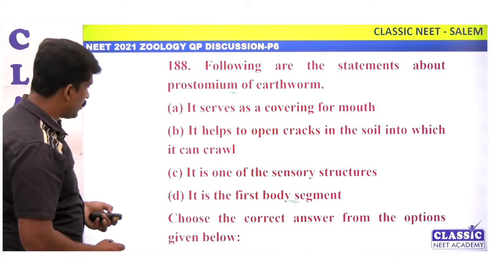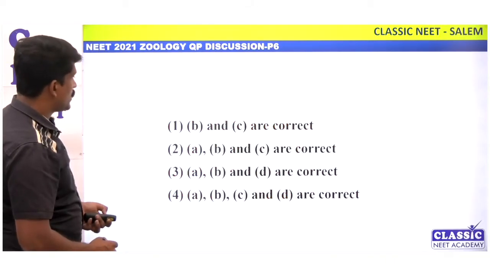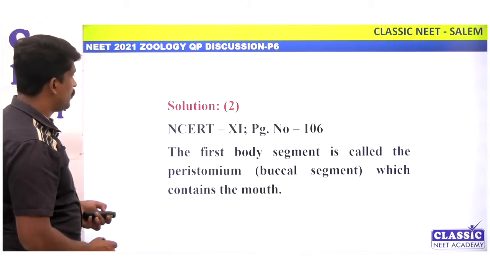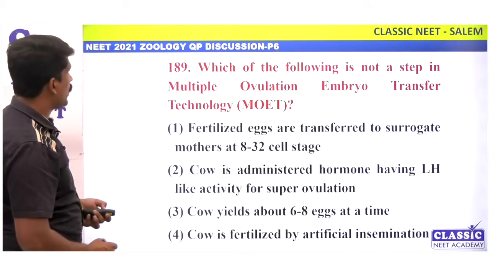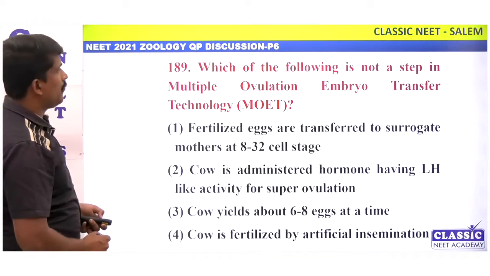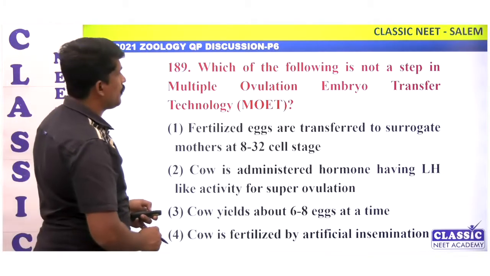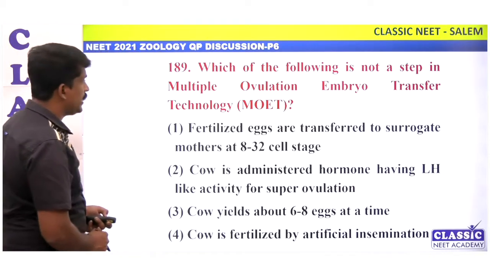So choose the correct answer from the options given below now. Okay, students, A, B, C are correct. So the second option would be given. Yeah, that's given. Peristomium will be the first segment, not the prostomium. Which of the following is not a step in multiple ovulation embryo transfer, MOET technology?